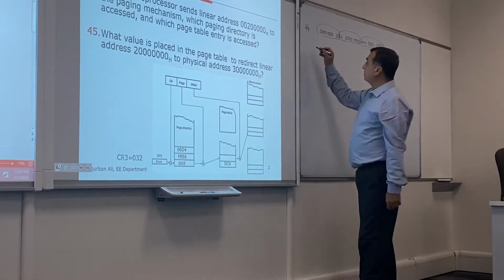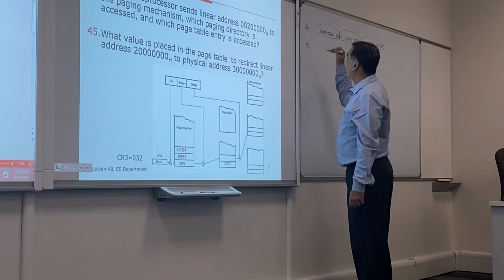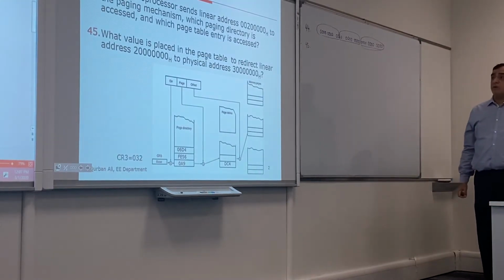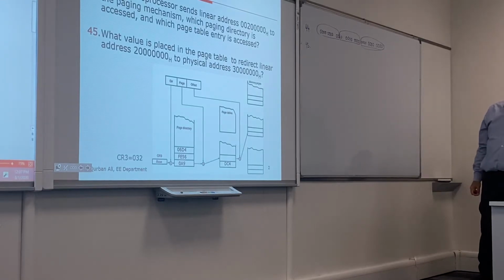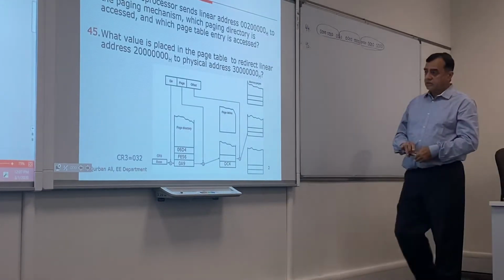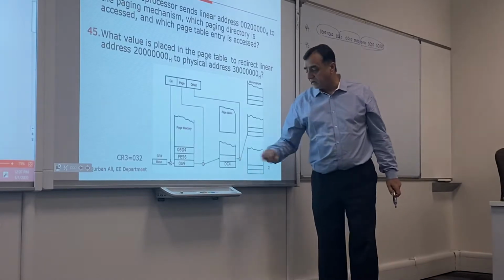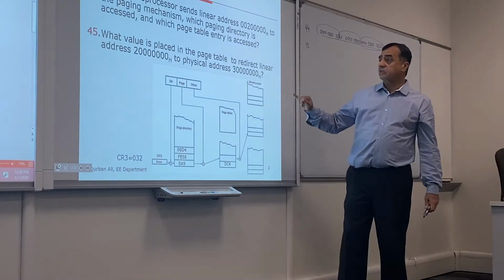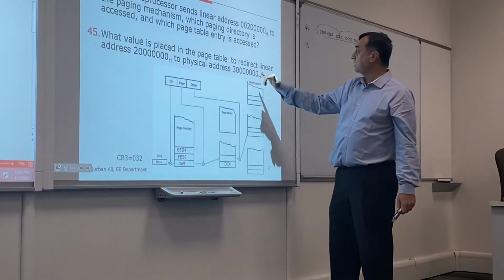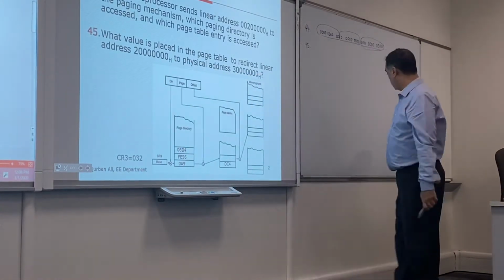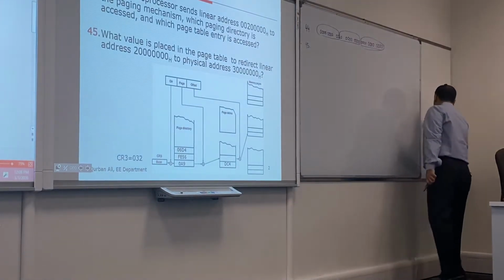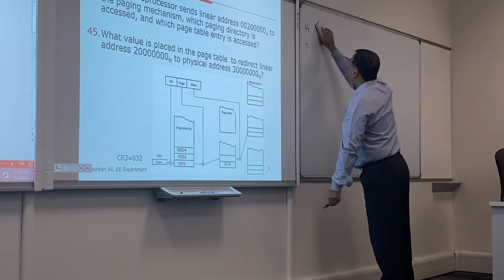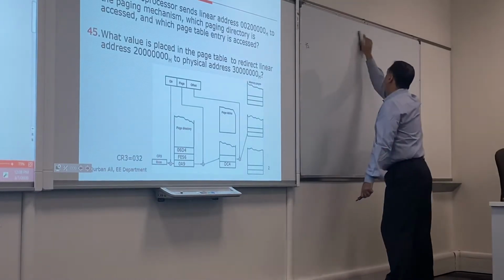Let's go to 45. What is this one, 45? What value is placed in the page table? This is the page table. So what will be the entry here? To direct the linear address, which is this one, to the physical address, which is this one. Now, there is something more here. Let's solve this.